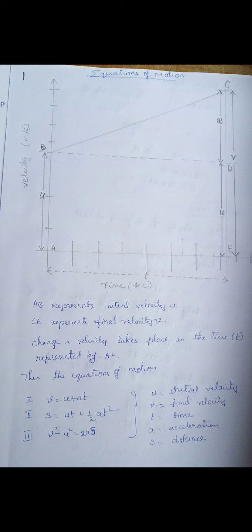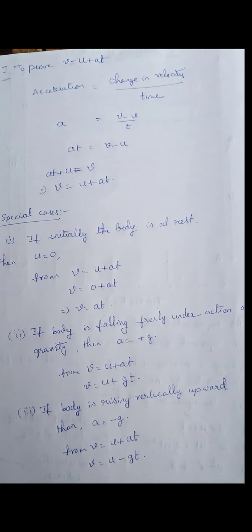Then the equations of motion are: the first one, v is equal to u plus at, and second equation, s is equal to ut plus half at square, and third equation, v square minus u square is equal to 2as. So, in these three equations, u is initial velocity, v is final velocity, t is the duration of time, a is acceleration, s is distance.